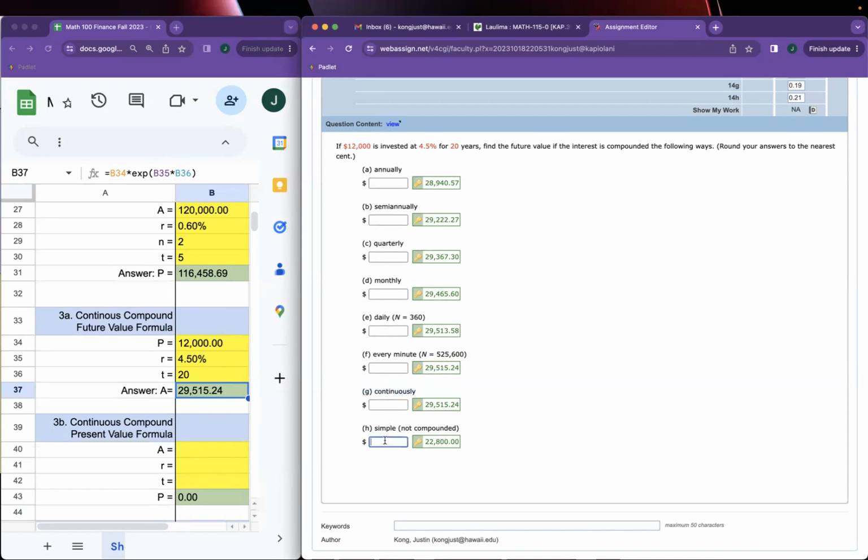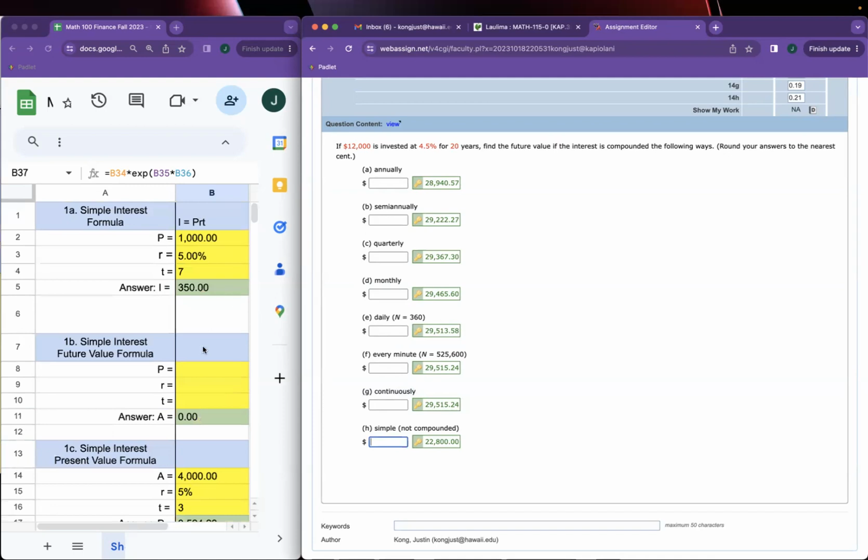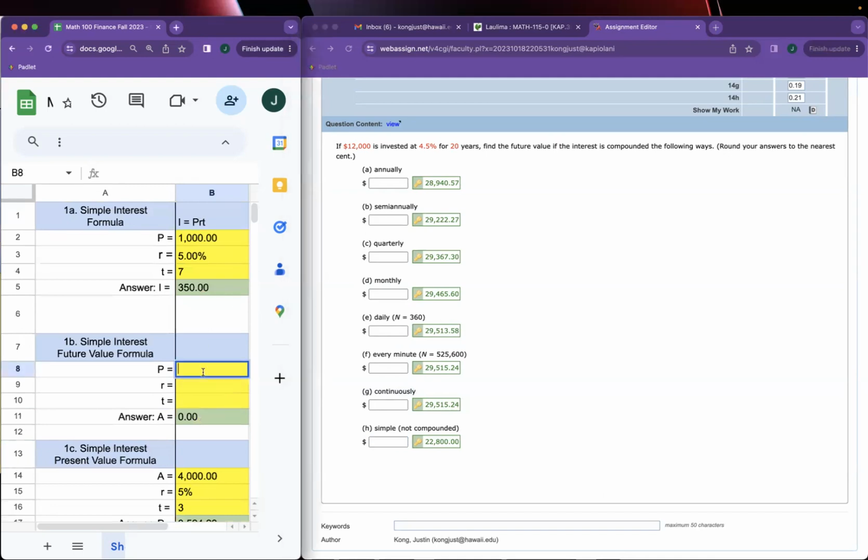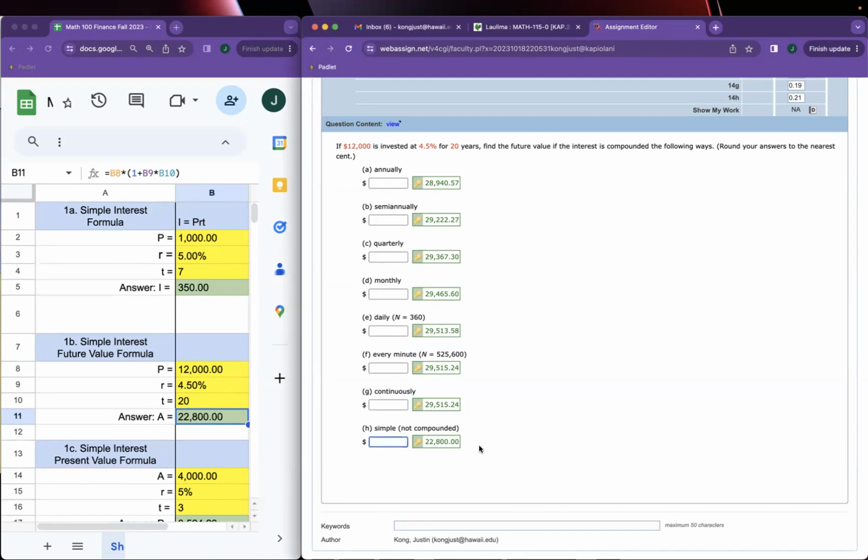Anyway, last one, simple interest. Let's use the simple interest formula then. And we're looking for the future value. So it's going to be 1B. Same numbers as before: 12,000 at 4.5% for 20 years. And you get $22,800. Okay, so that's it.